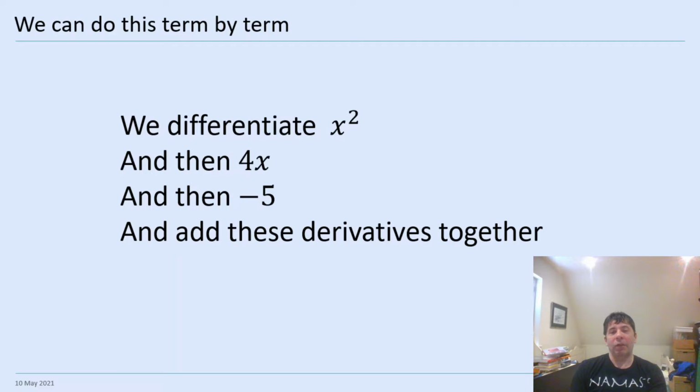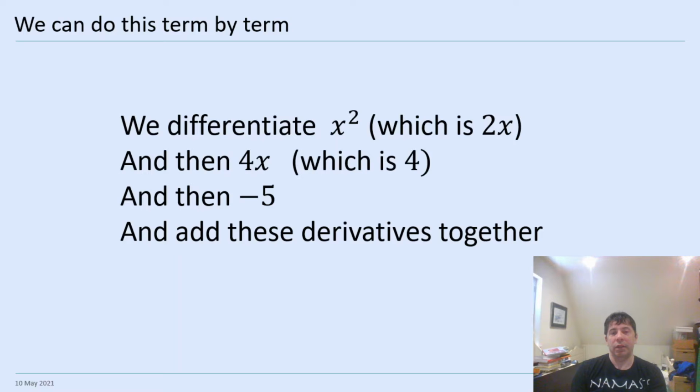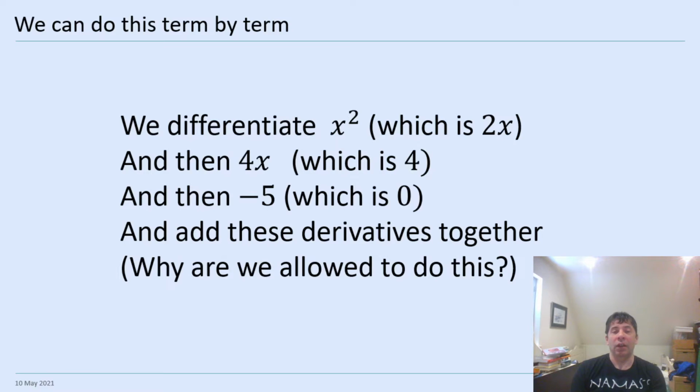So we're thinking about our quadratic term by term. Differentiate x squared is 2x, and then 4x goes to 4, minus 5 goes to 0, and then we can add the 3 together. Now for the advanced students, why are we allowed to do this? Why are we allowed to add them together? I'd love to know what you think. Please post in the comments.